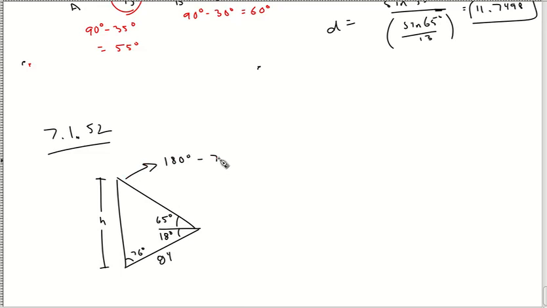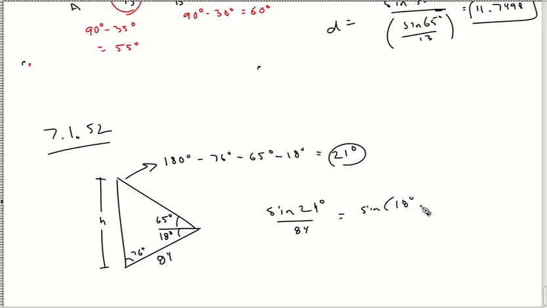It's the 180 rule. And so, subtract everything from it. Here we go. I got 21. Cool. Using that, I could find H by doing the opposite here. So this will be sine of the 21 all over 84 is equal to sine of, what is this thing here? 65 and 18.